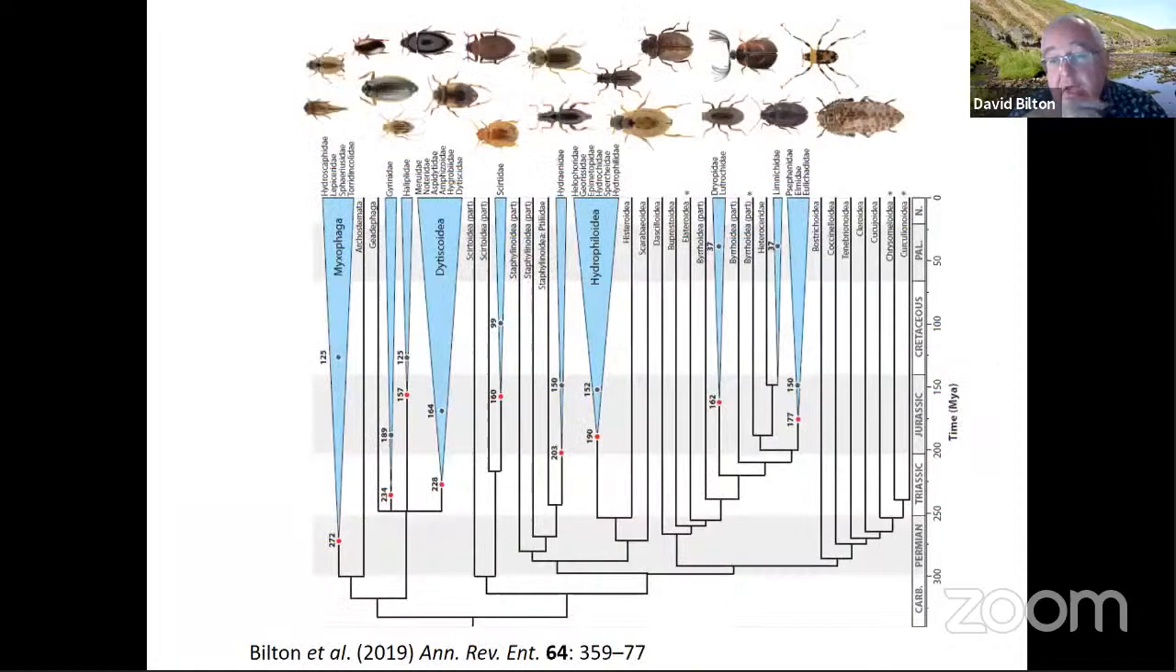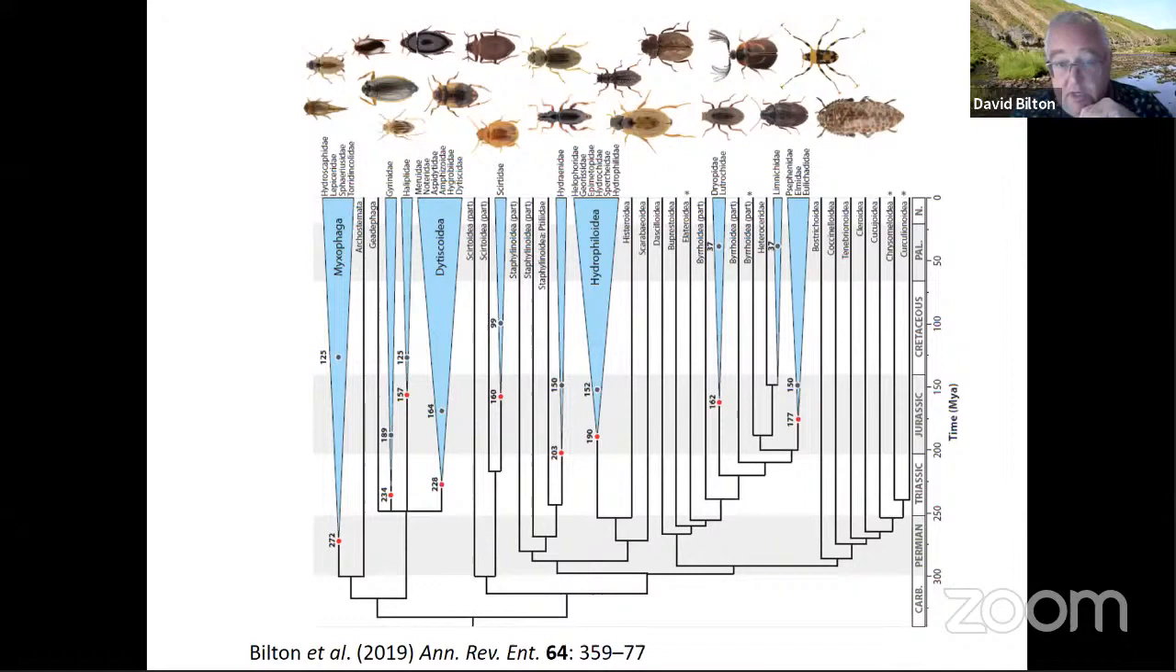So from this paper, here's a simplified evolutionary tree of beetles, showing in blue, with these different highlighted lineages, where the main groups of true water beetles are situated within the evolutionary radiation of beetles. One thing to note from this is that water beetles clearly don't form a single clade. They're not a single evolutionary group, but instead, different terrestrial ancestors have produced lineages of water beetles at different time points during the evolutionary radiation of the Coleoptera. So water beetles are really an ecological grouping rather than a single lineage of beetles.